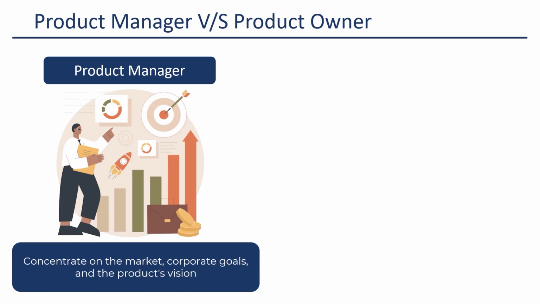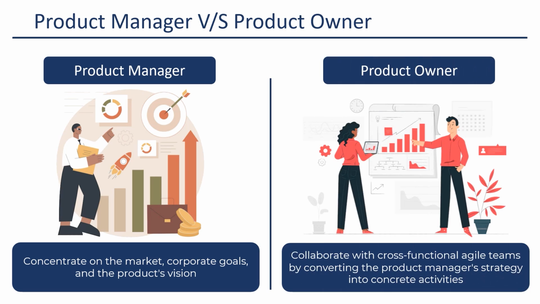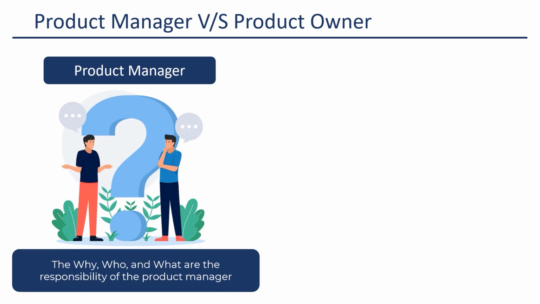They concentrate on the market, corporate goals, and the product's vision. Whereas product owners collaborate with cross functional agile teams to carry out these needs by converting the product manager's strategy into concrete activities. The why, who, and what are the responsibility of the product manager.